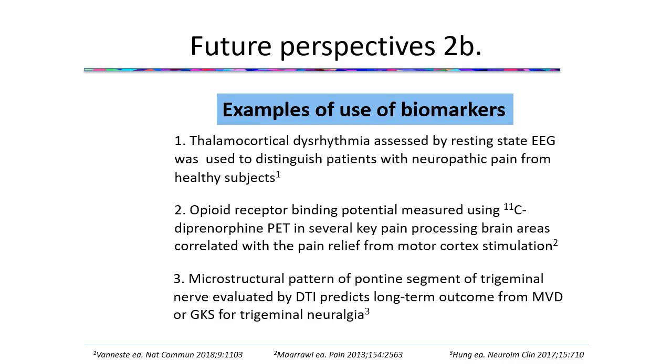Maravi and colleagues from Lyon used PET to measure opioid receptor binding potential across several key brain areas in patients scheduled for motor cortex stimulation for neuropathic pain. They showed that preoperative values correlated with the long-term effectiveness of motor cortex stimulation. In a group of trigeminal neuralgia patients, Hung and co-workers from Toronto assessed preoperatively the microstructural pattern of trigeminal pathways using DTI and showed that the results predicted long-term pain relief from subsequent microvascular decompression or gamma knife surgery.